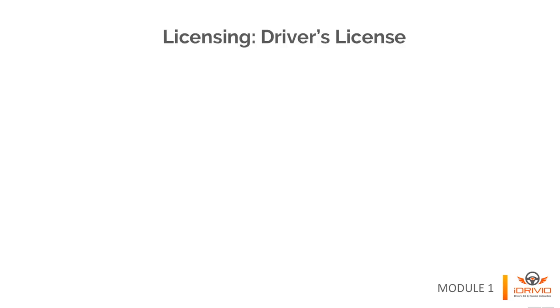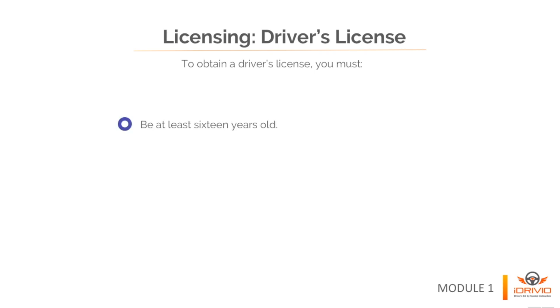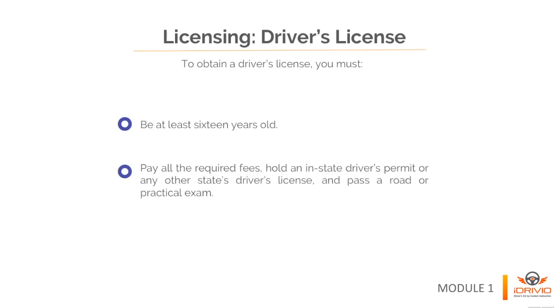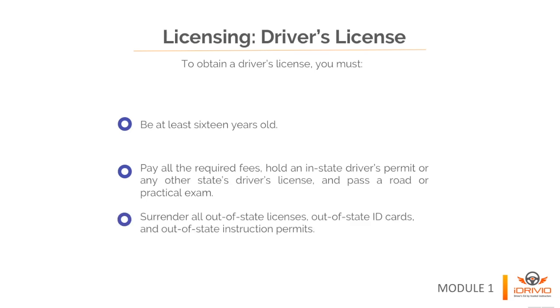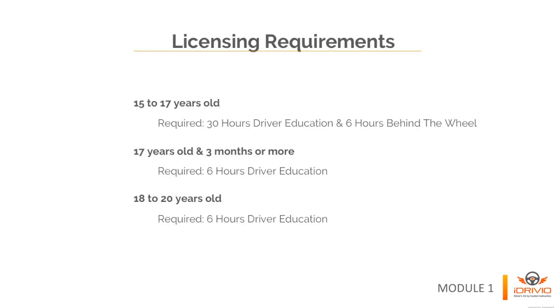To obtain a driver's permit, you must be at least 16 years old, pay all the required fees, hold an in-state driver's permit or any other state's driver's license, and pass a road or practical exam. Surrender all out-of-state licenses, out-of-state ID cards, and out-of-state instruction permits. Please click your age range to review requirement.